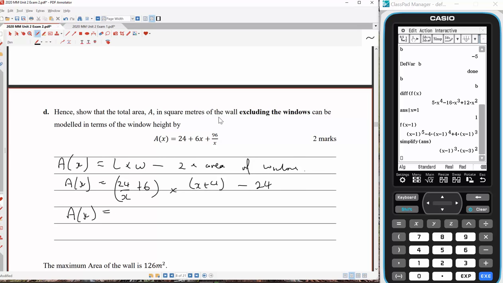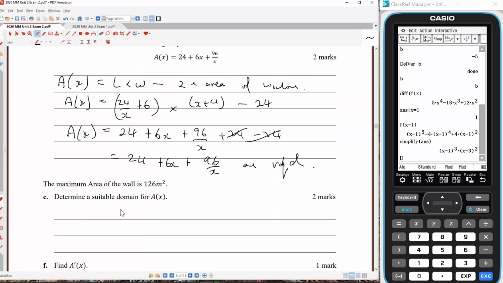So, hence show that. That by that is going to be 24. That by that is going to be 6x. That's going to be 4 lots of 24, so plus 96 on x. Plus 24, take 24. Those will cancel out, leaving us with 24 plus 6x plus 96 on x, as required.